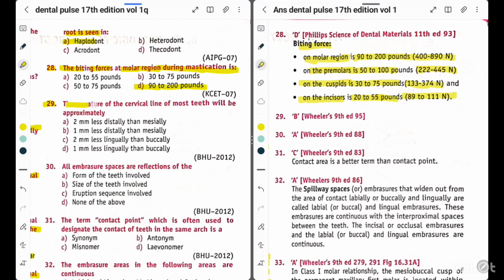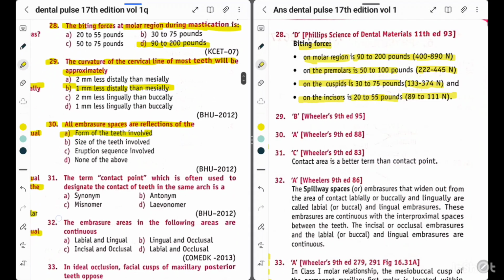Question 29. The curvature of the cervical line of most teeth will be approximately. So its answer is option B, 1 millimeter less distally than mesially. Okay, curvature of the cervical line of most teeth will be approximately 1 millimeter less distally than mesially. Question 30. All embrasure spaces are reflections of the option A, form of the teeth involved, option B, size of the teeth involved, option C, eruption sequence involved, or option D, none of the above. So its answer is option A, form of the teeth involved.